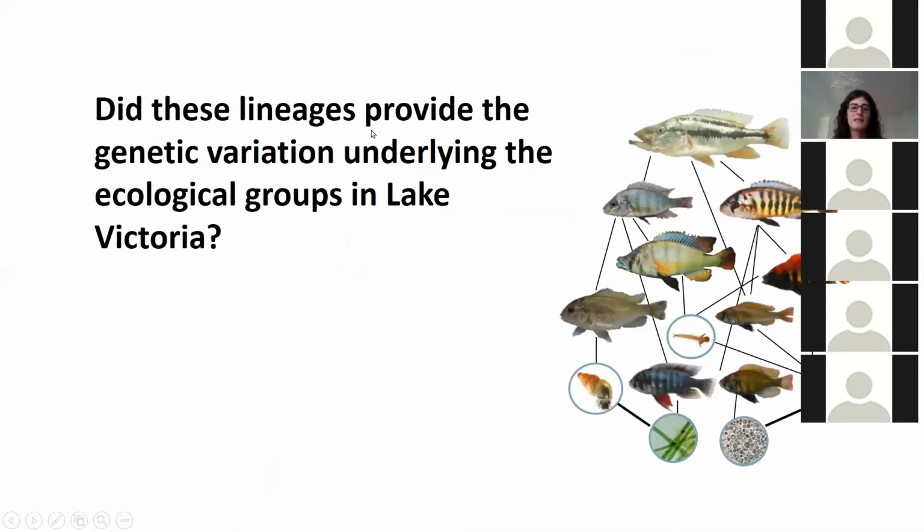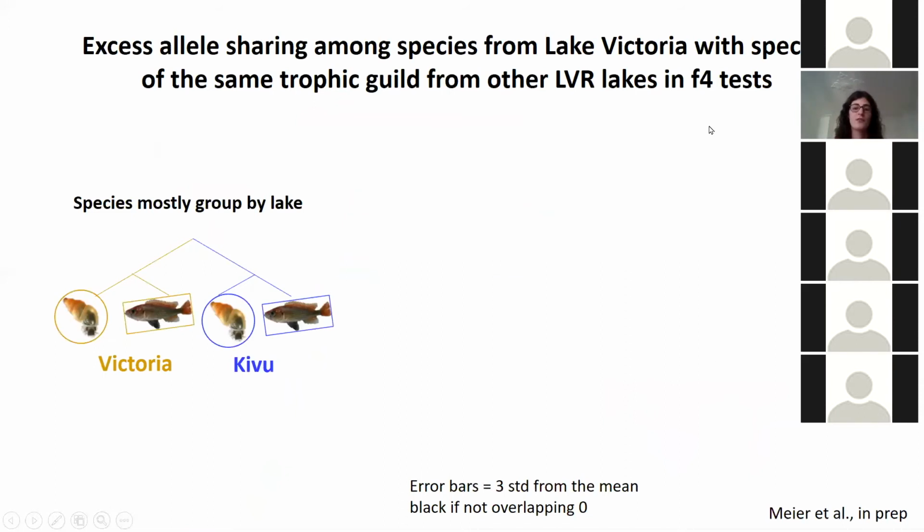But did the lineages provide genetic variation underlying the ecological groups in Lake Victoria? Like, for instance, did they provide genetic variants which then were selected into predators or algae scrapers? Or did new mutations arise within Lake Victoria and allow adaptation to these different ecological groups? For that, I used an F4 test that I used to compare cichlids from the different lakes.